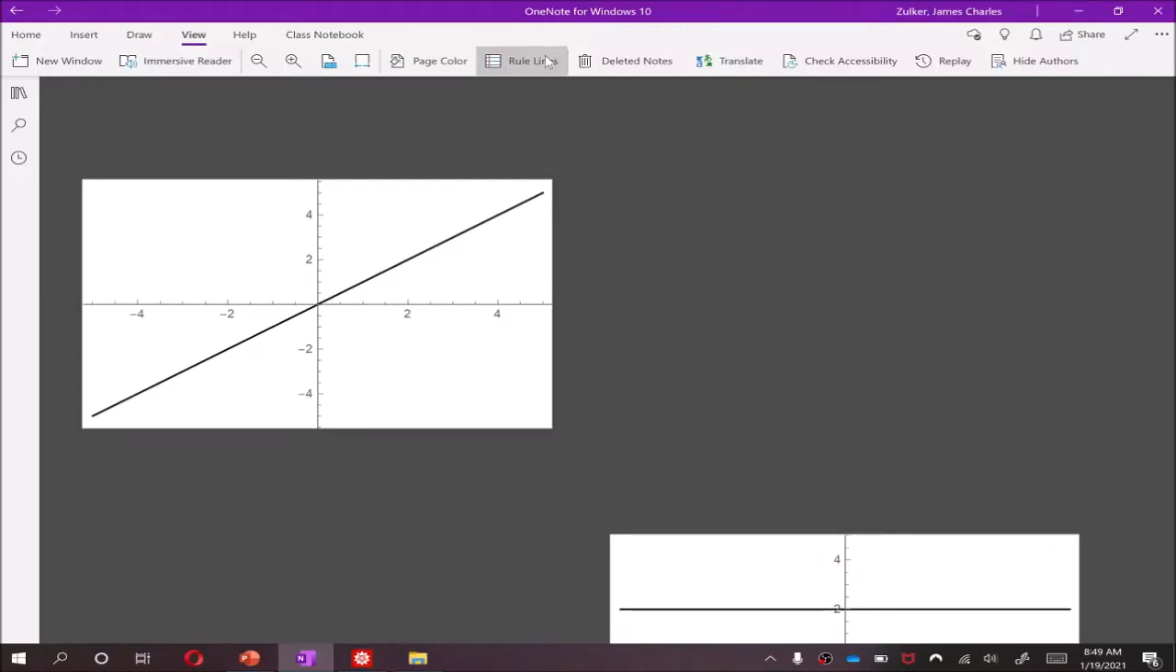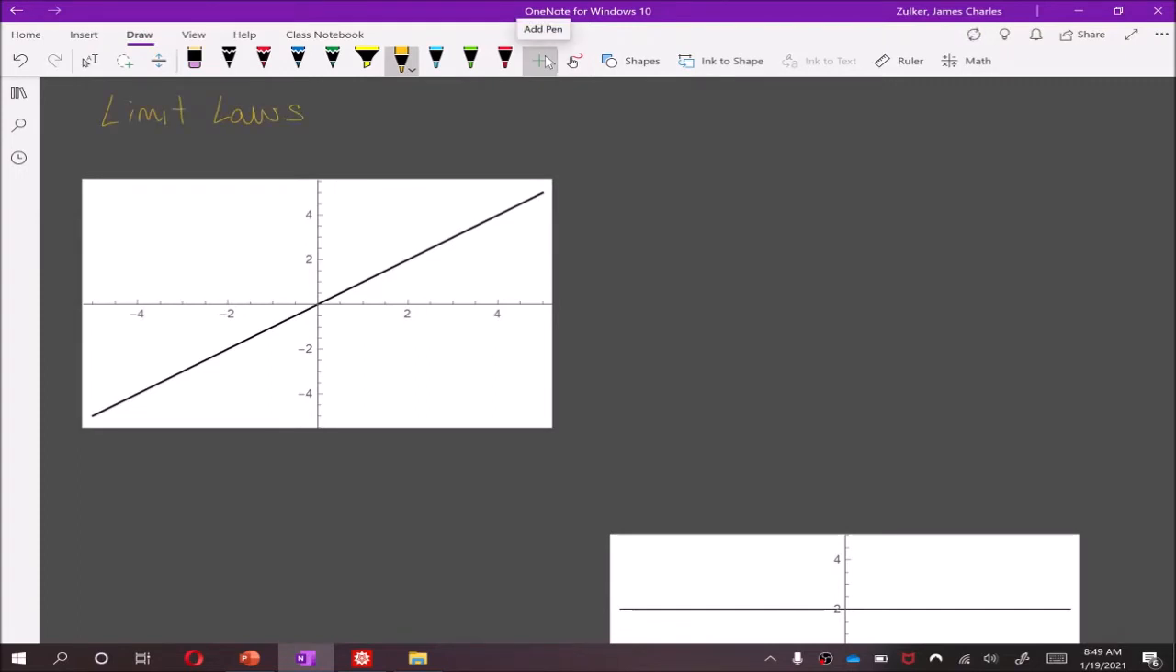In today's video, we are going to be looking at limit laws. We begin by looking at two basic limits.